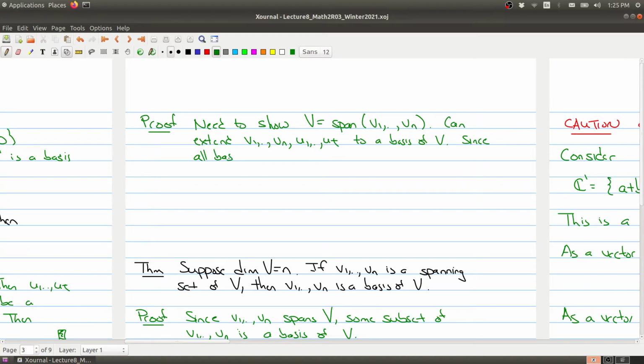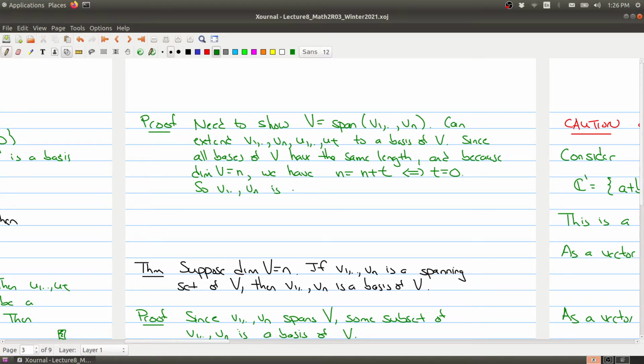Now, since all bases of V have the same length, and because the dimension of V is equal to n, the number of elements in this list has to be n because it's a basis. Okay, so we have that n is equal to n plus t. But this only happens if t is equal to 0. So that means that we didn't add any new vectors to make a basis. So V1 through Vn is a spanning set, i.e. it is a basis. Okay, so we get a nice short proof of that result.